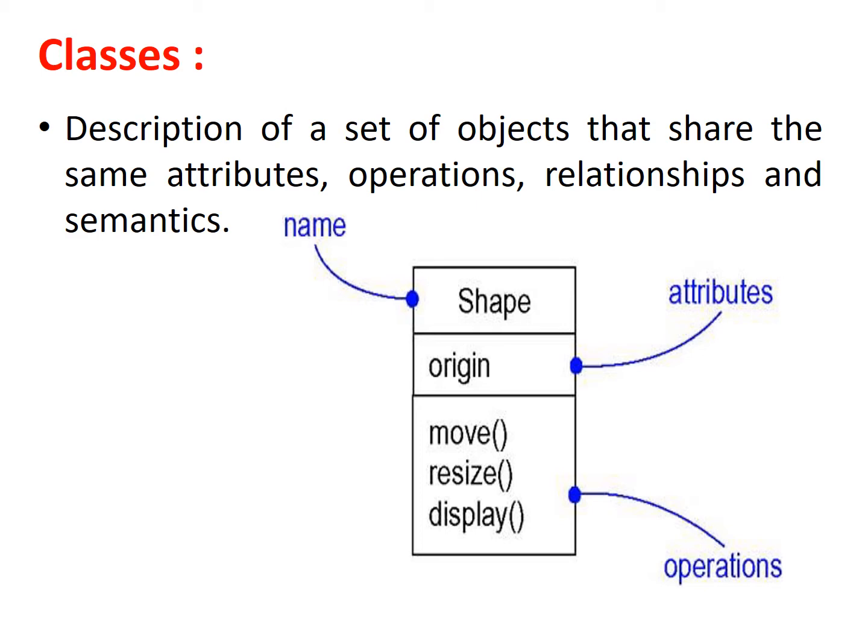In the first compartment, we specify the name of the class. In the second compartment, we specify the attributes in that class. And in the third compartment, we specify the operations in the class.